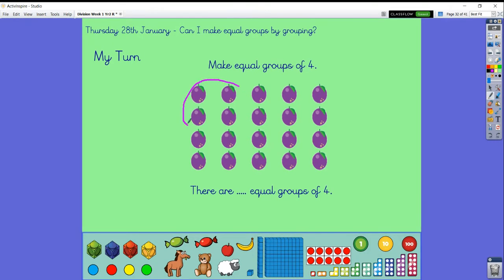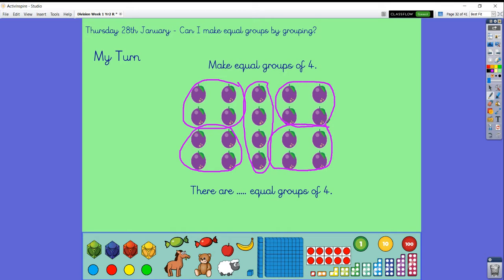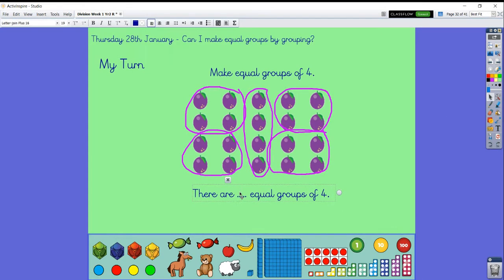So I could take this 4, couldn't I? Then I could take this 4. I could take this 4. I could take this 4. And then I could take this 4. So you can see that I've got 5 equal groups of 4.